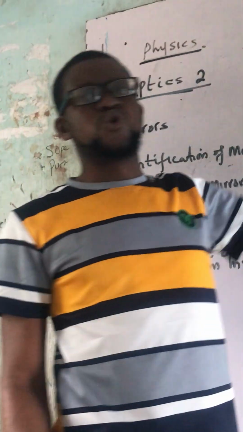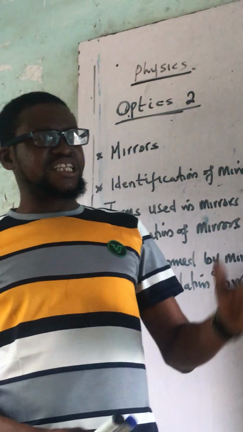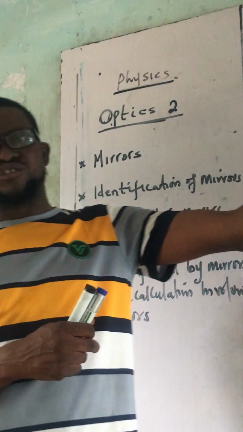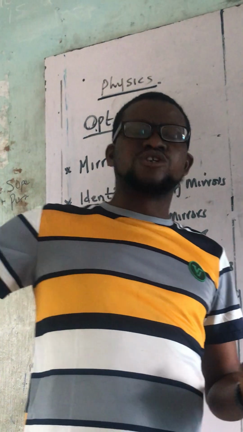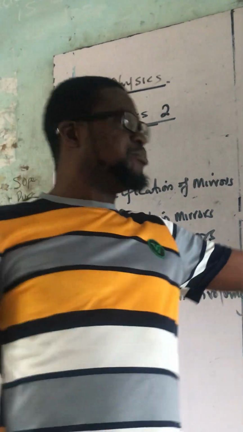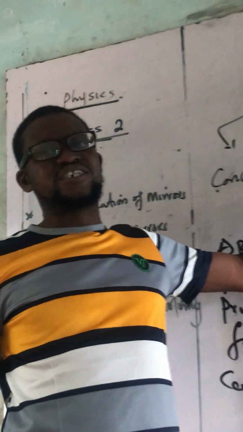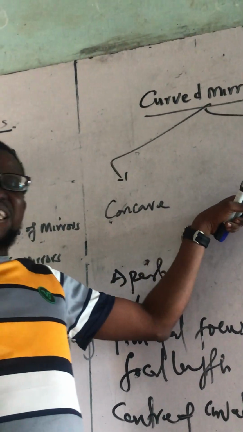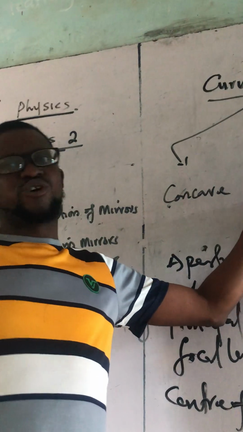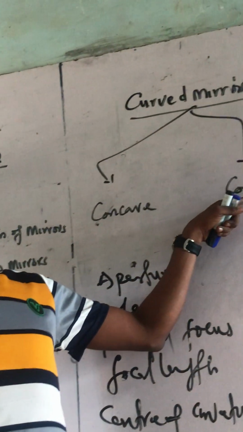And this one is mostly used in driving mirror. Why? Because it can give a very wide range. Meaning it can pick an object even when the object is very, very far. But the disadvantage of this one is that it's always very diminished. It can give wrong impression about the distance of the object, and the object is always very diminished.